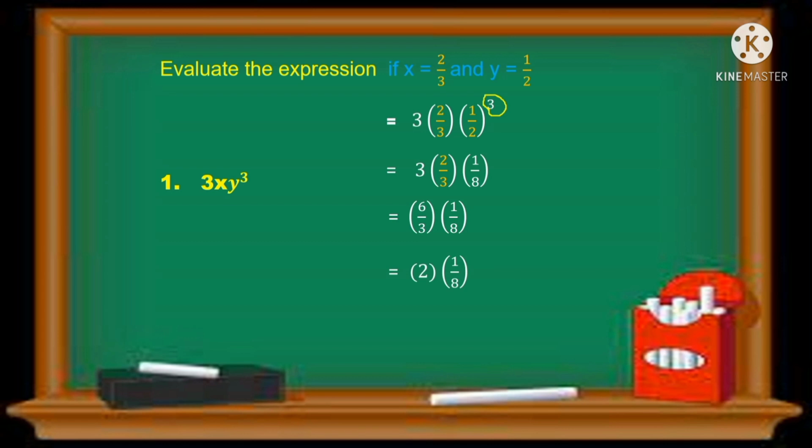So you can cancel this one. 6 over 3, 6 divided by 3 becomes 2, times 1/8. So 2 times 1 is 2 over 8. So our answer is 2 over 8, or simply, you can reduce it by dividing both numerator and denominator by 2. 2 divided by 2 is 1, 8 divided by 2 is 4. So it gives us an answer of positive 1/4.